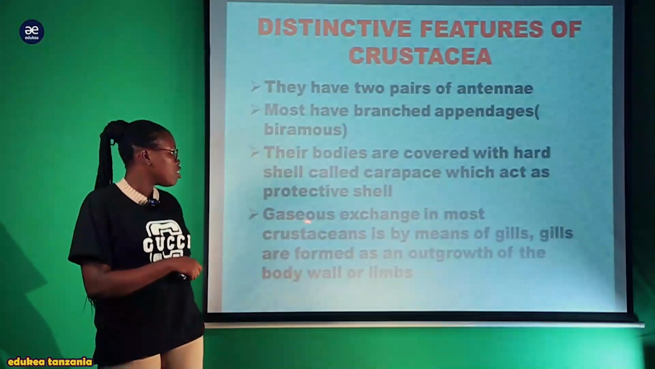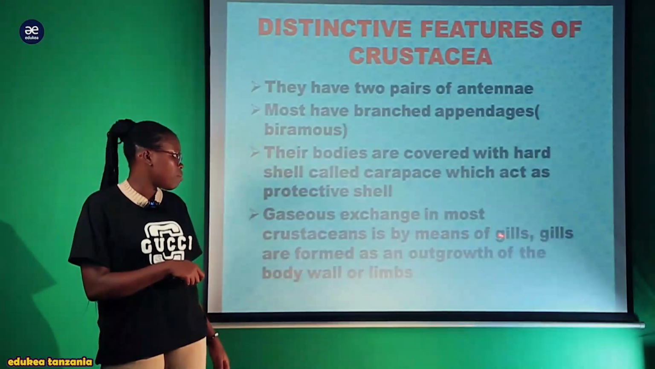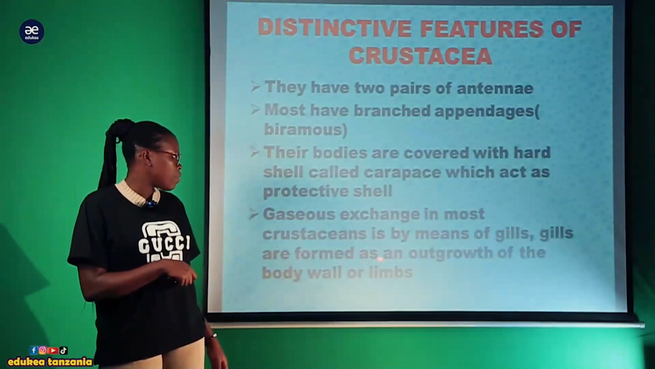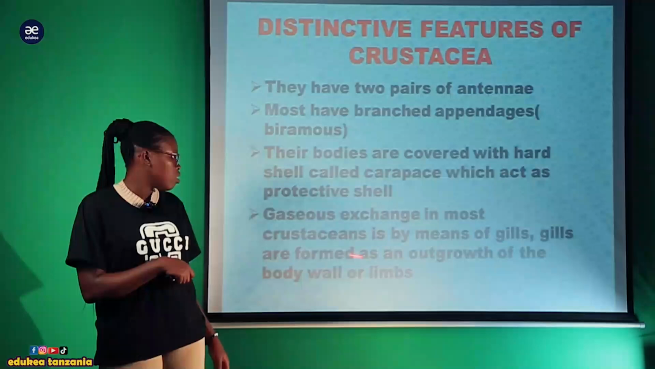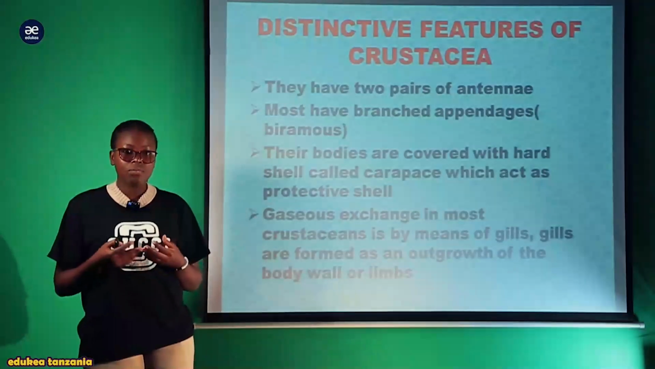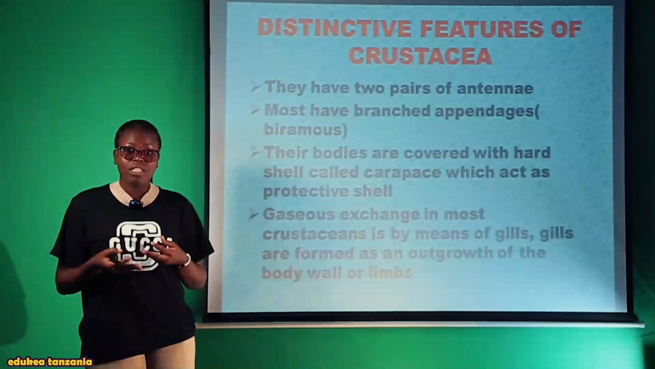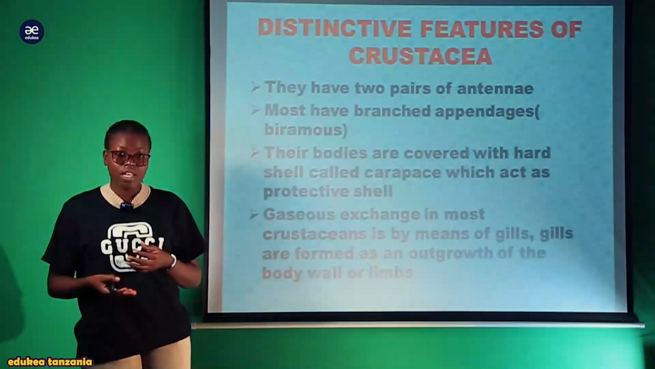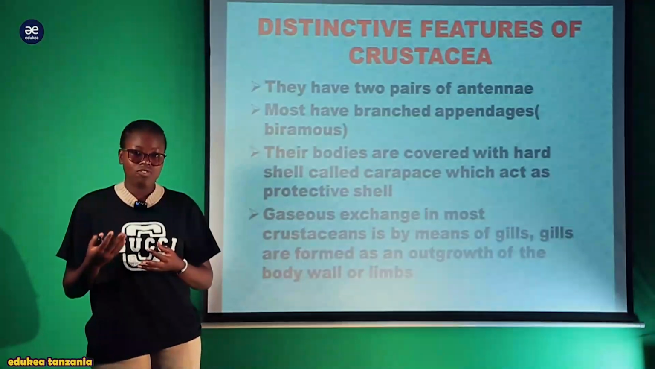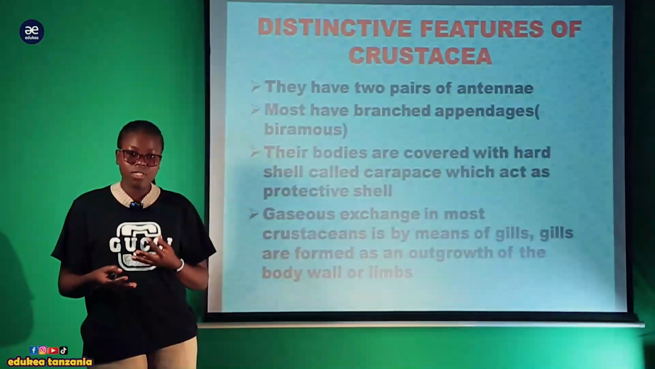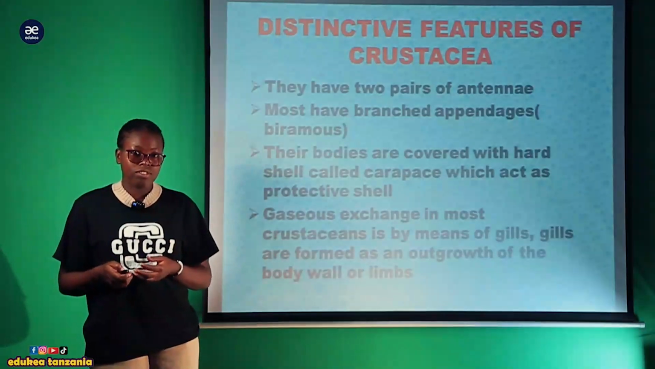Also, the gaseous exchange in most Crustacea is by means of gills, and the gills are formed as an outgrowth of the body wall or limbs. Most aquatic organisms undergo gaseous exchange by the use of gills. The same applies to Crustacea, where they use their gills, formed as an outgrowth of their limbs, for gaseous exchange.